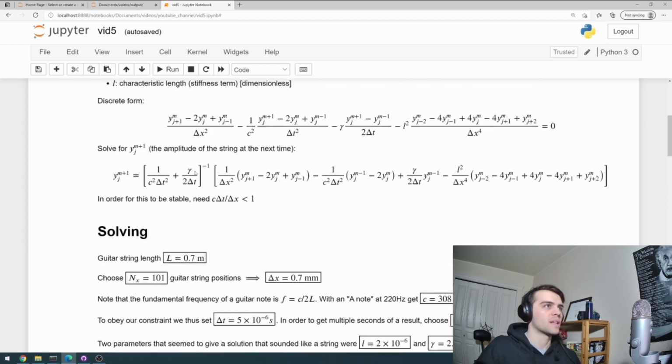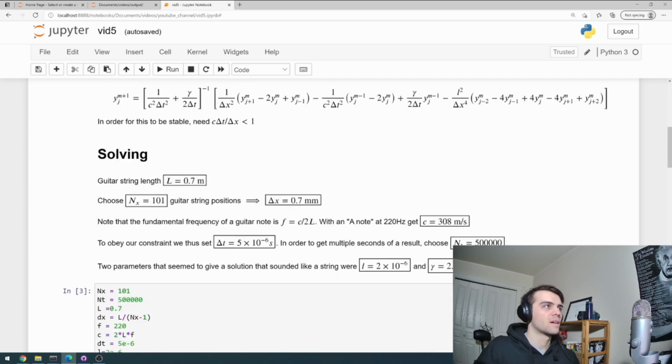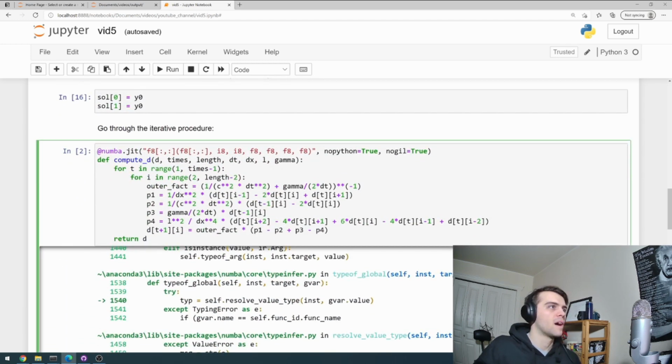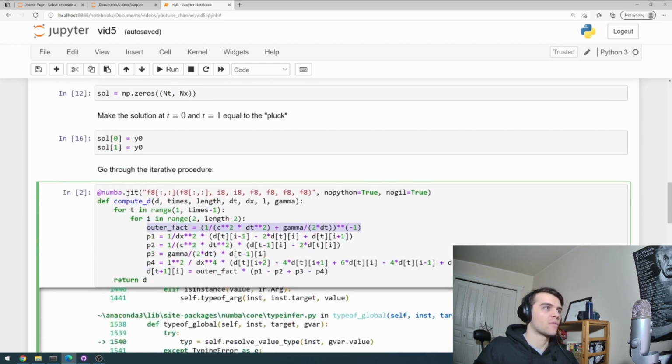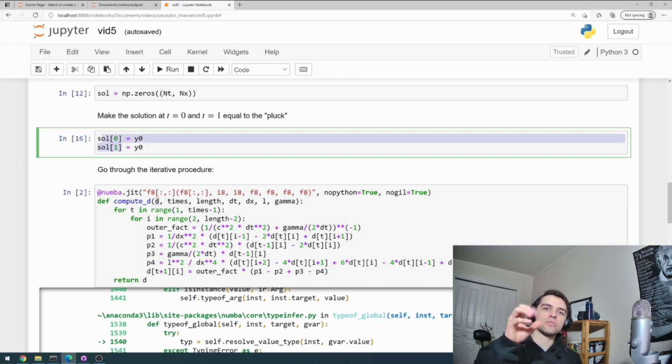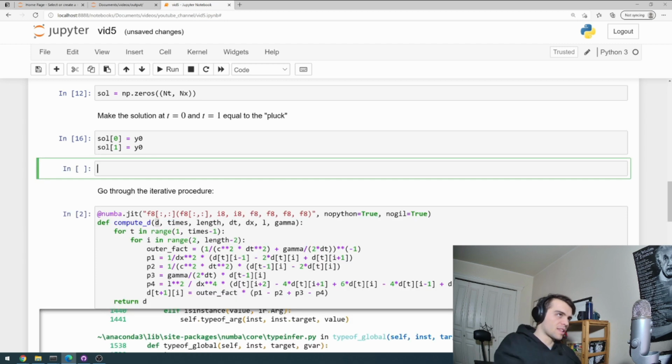And so what's happening here, if I look at this formula, at the end I'm solving for d at t plus 1. So the first thing I do is solve for this outer factor here. And if you look carefully, you should see that this outer factor is equal to this outer factor here. And then there are 4 terms on the inside here, P1, P2, P3, P4, right? And look what I'm doing. D is the array that I feed into it. So D is solution. I feed in solution, and I've already crafted solution so it looks like this.